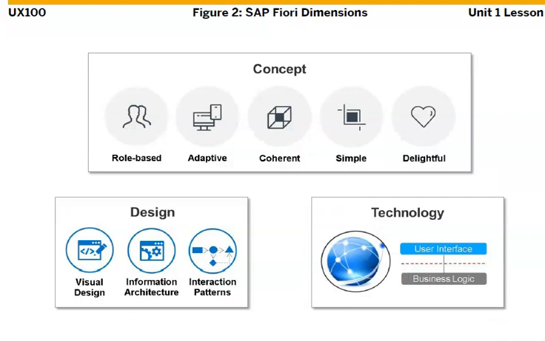The Fiori dimensions have role-based, adaptive, coherent, simple, and delightful concepts. So we can choose a concept and present the data accordingly. For example, with a role-based concept, we can design a page and allow only the HR department to see this data, or only a simple design can be done here.